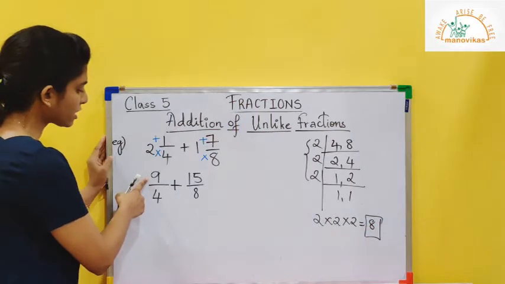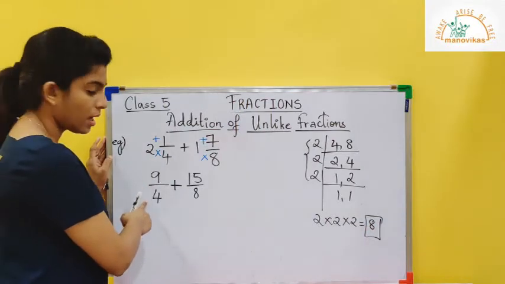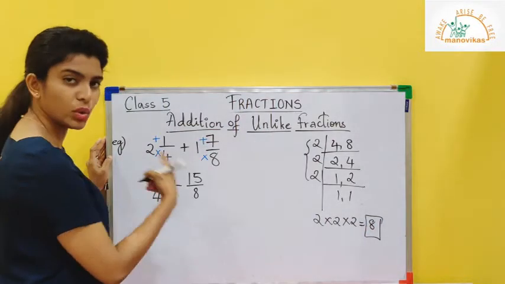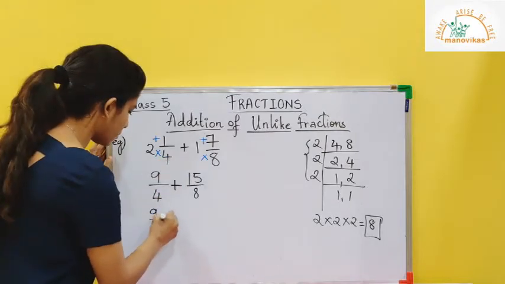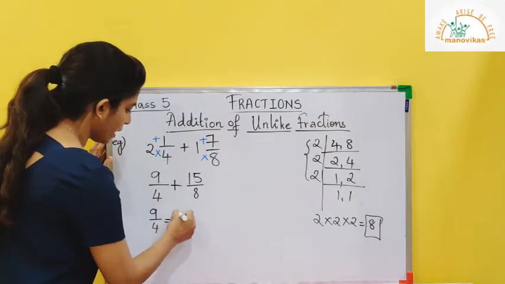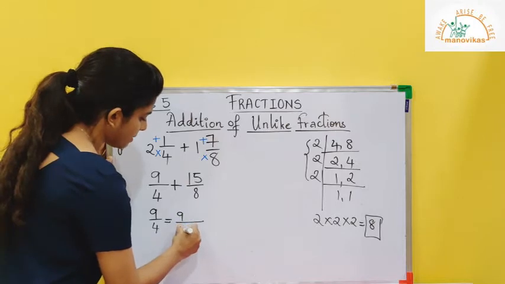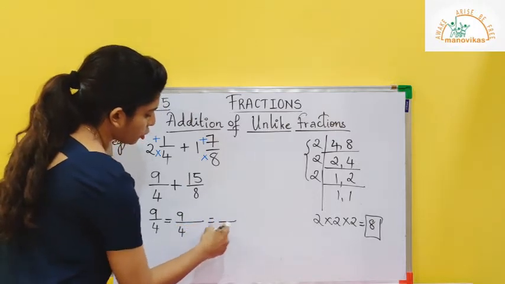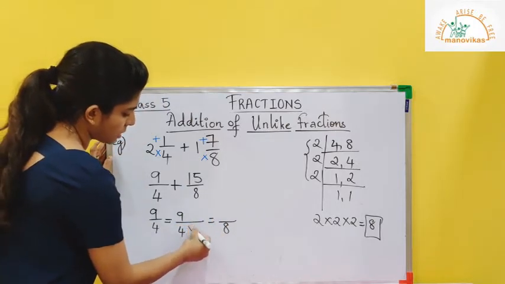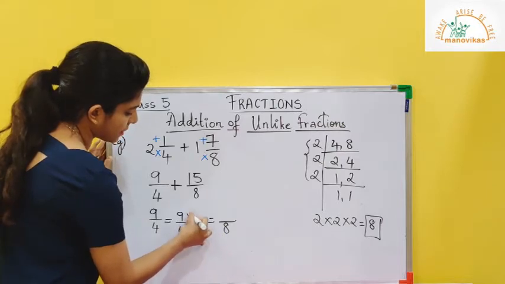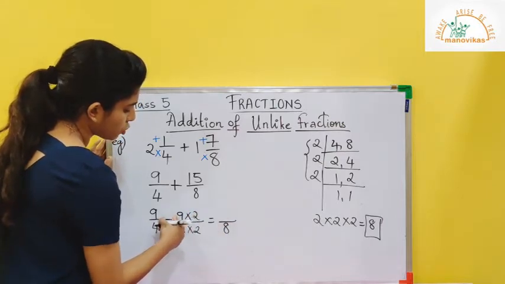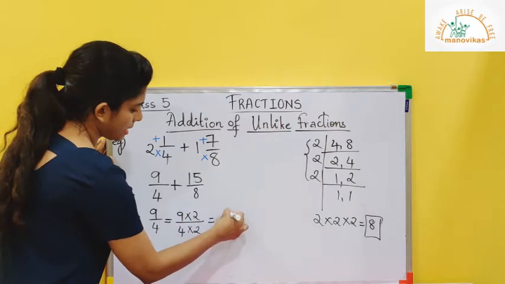Now I have to convert this 9 upon 4. I have to change this 4 into 8. So I bring down 9 upon 4 and change to the LCM. So the denominator should be 8 here. If I multiply by 2, I will get 8. The same thing I have to multiply in the numerator. So 2 9s are 18.